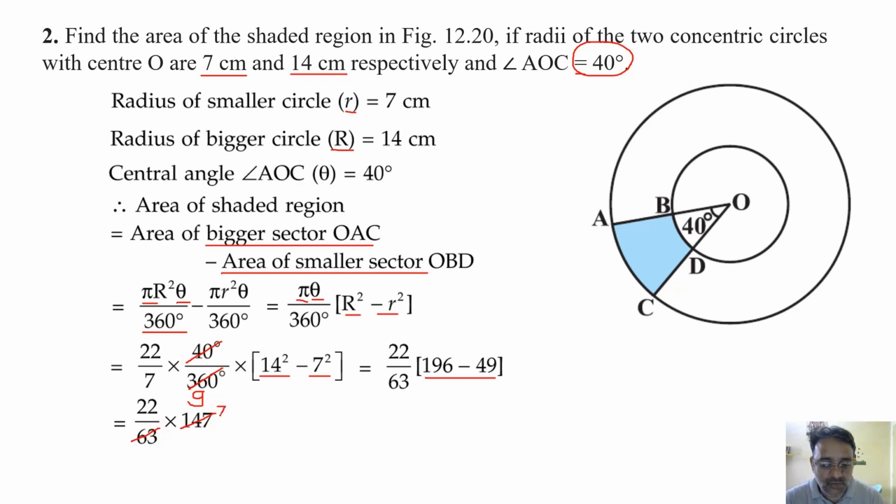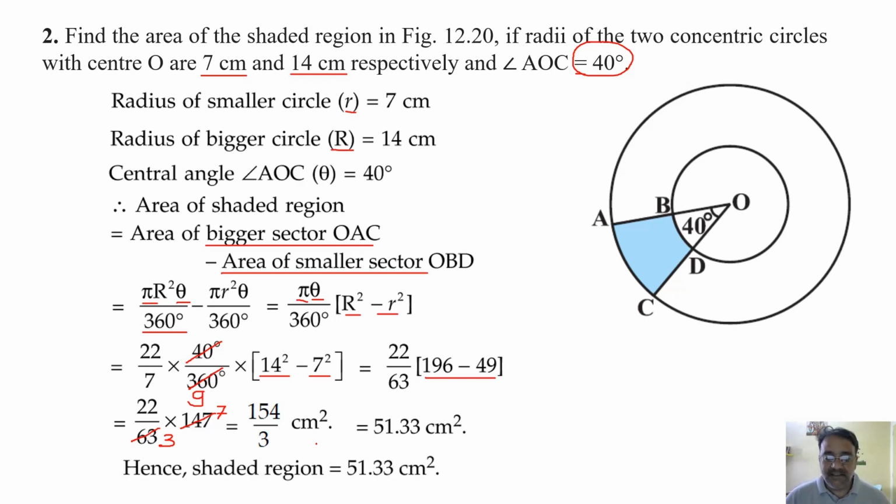21 into 7, 21 into 3. So finally what we are going to get is 154 by 3 centimeter square. If you divide, you will get approximately 51.33 centimeter square. Hence the area of the shaded region is equal to 51.33 centimeter square. Any doubt in this one?